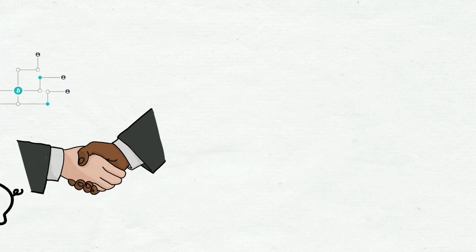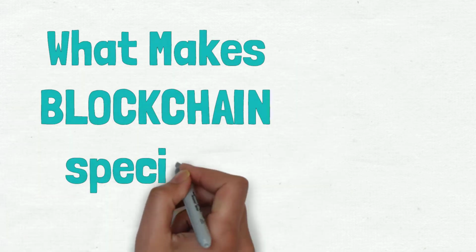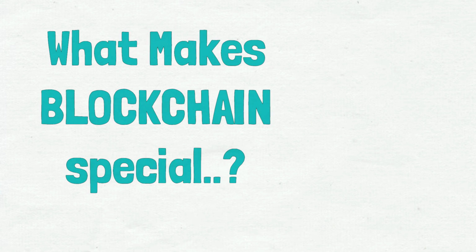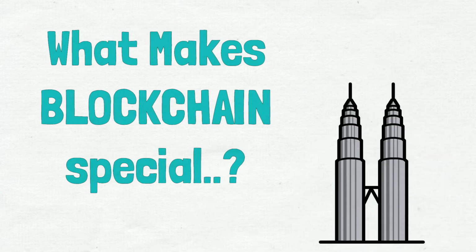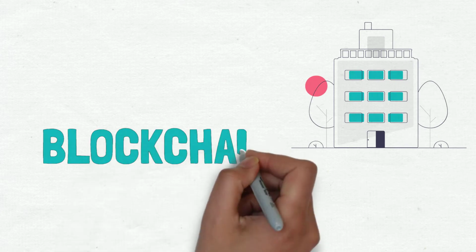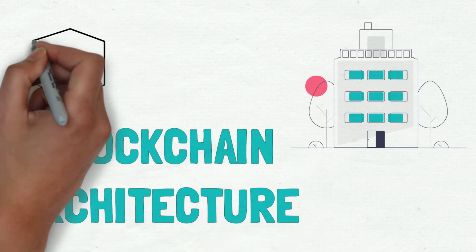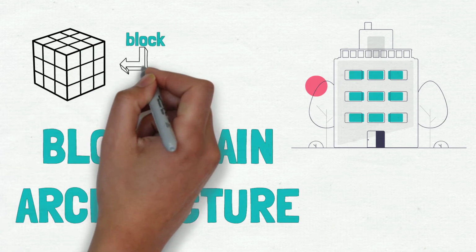There is no doubt that it has several applications within various industries, but what makes this so special? Yes, it is its structure or architecture. Let's get to know more about blockchain architecture. To understand blockchain architecture, we will have to understand a single block structure. But why a single block structure?